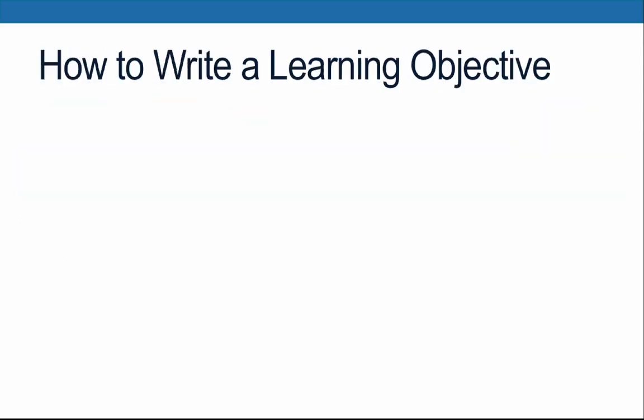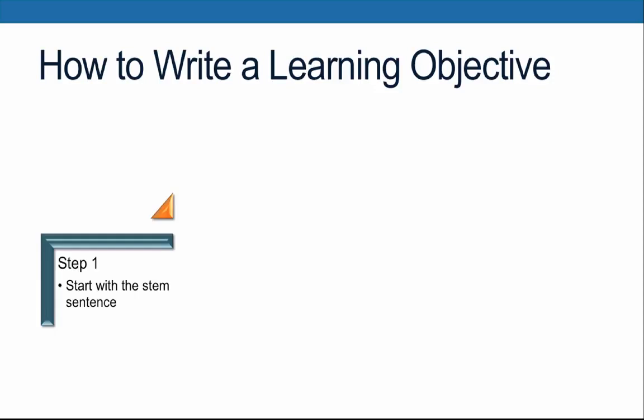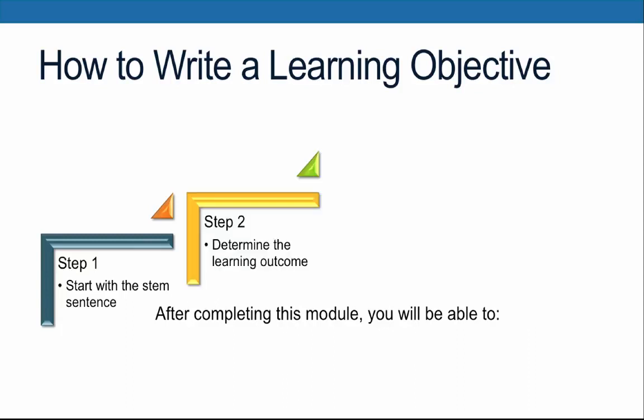And now that we understand Bloom's taxonomy, let's use what we've learned to construct a measurable learning objective. First, you should start with a STEM sentence. All learning objectives contain a STEM sentence. They are most often written as the STEM sentence with a bulleted list of objectives that follow the STEM. For your course modules, you may want to use the STEM, "After completing this module, you will be able to."